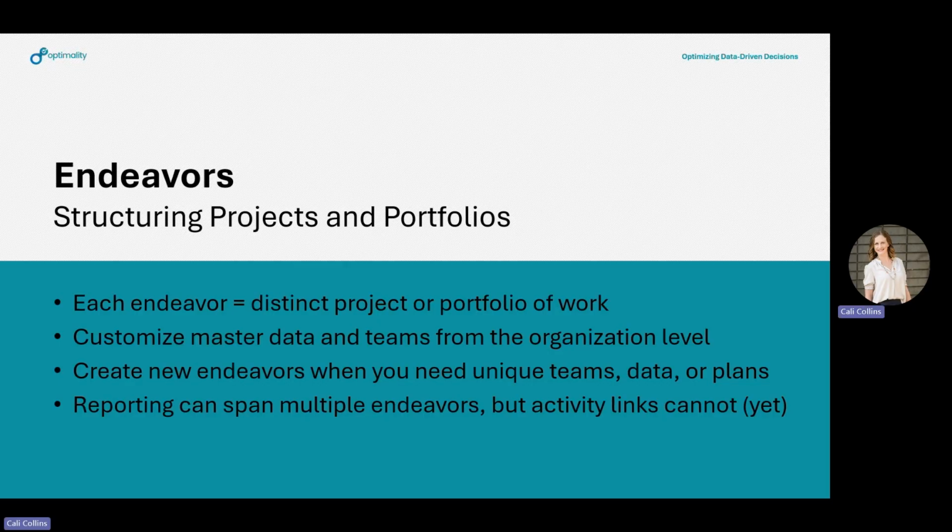On the other hand, if you're just breaking work into phases or sub-projects, but everyone's using the same core data, the same teams, and you want to be able to see unified reporting, it's usually better to keep that under a single endeavor. Right now, endeavors don't have cross-linking between their activities. So if you need dependency management or constraints between projects, those have to exist within one endeavor. However, reporting can go across multiple endeavors, so you can still roll up metrics across your entire portfolio.